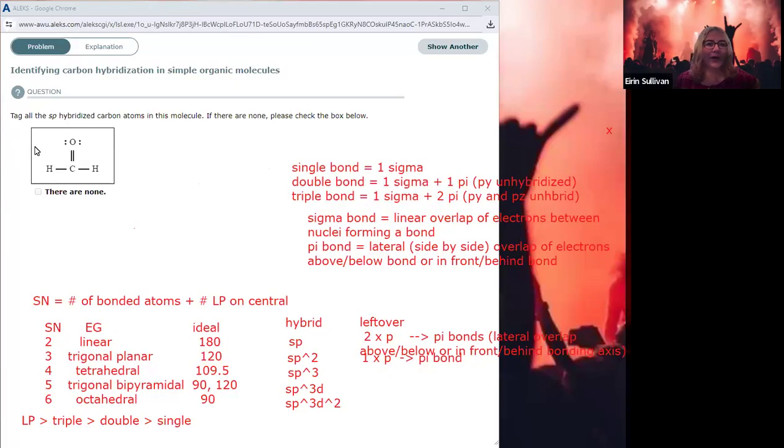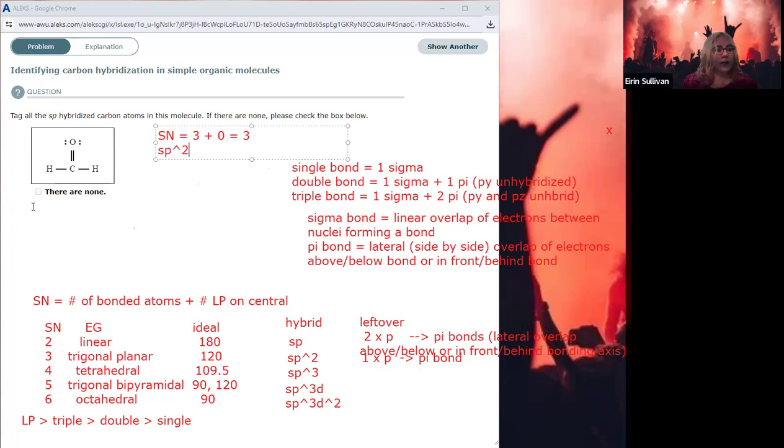Identifying carbon hybridization in simple organic molecules. So it's asking us to tag all the sp hybridized carbon. Well, sp hybridized carbons are going to come from carbons with a steric number of 2. And if you look at this carbon, it's got 3 bonds, no lone pair, so that's a steric number of 3. So this is an sp2 carbon.